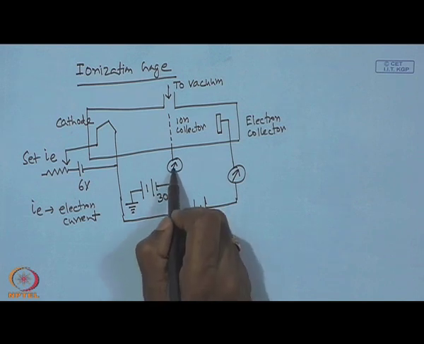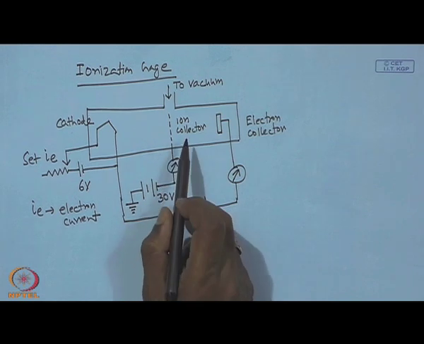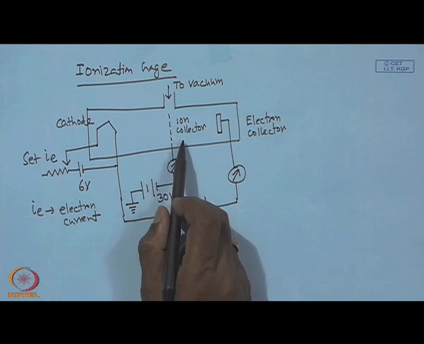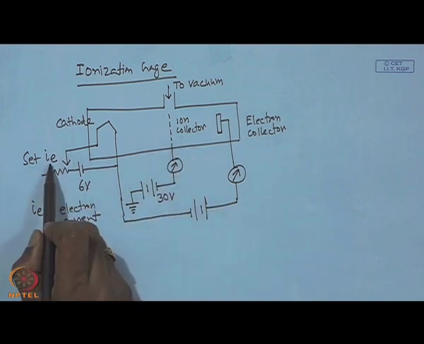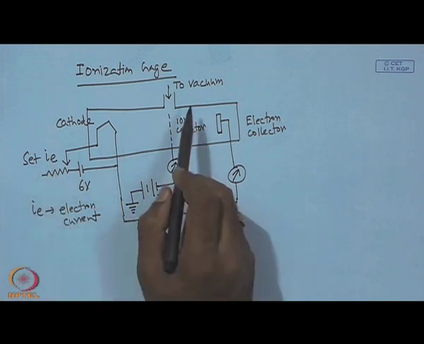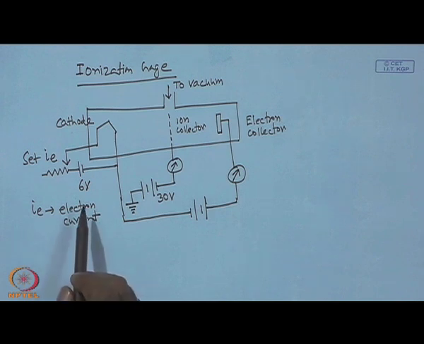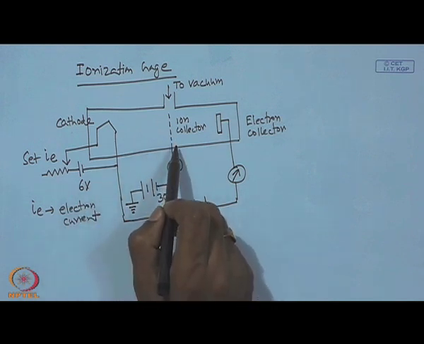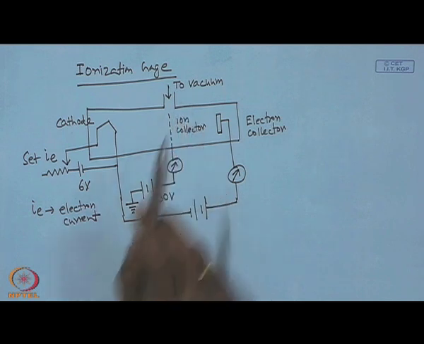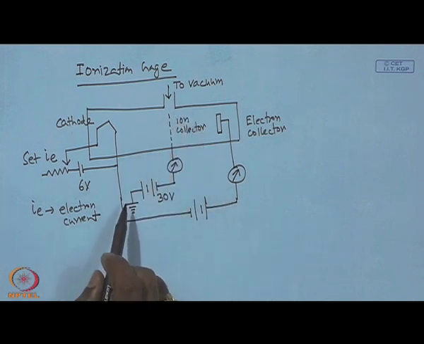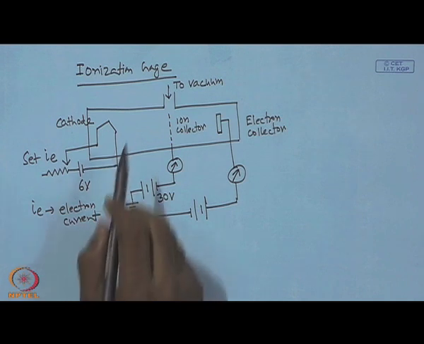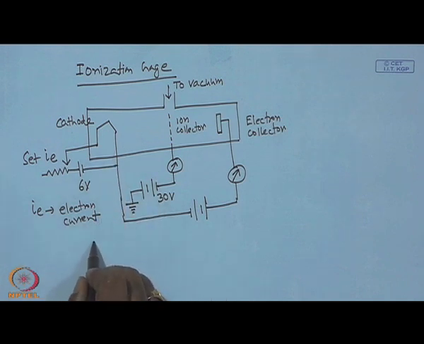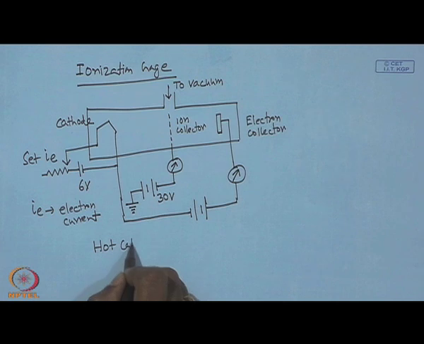So, the ion current indicated by this meter will be a direct measure of the pressure, because the number of positively charged ions formed for a set electron current and given gas, the ion current is a direct measure of the pressure. This is known as hot cathode ionization gauge.